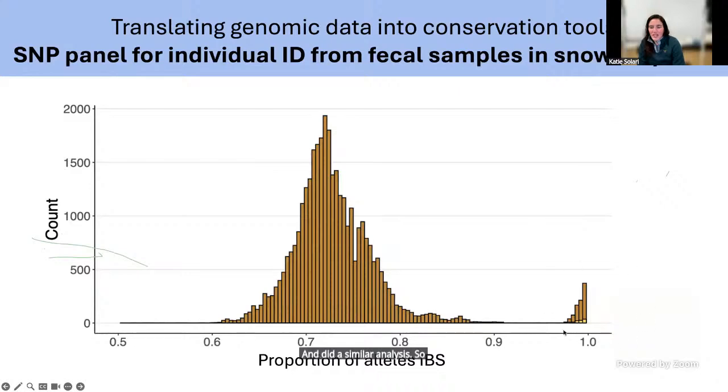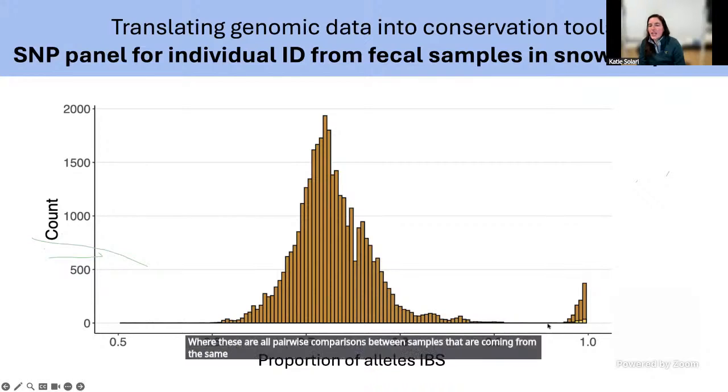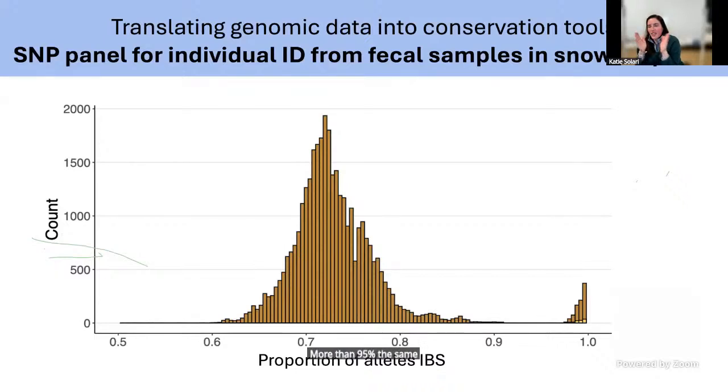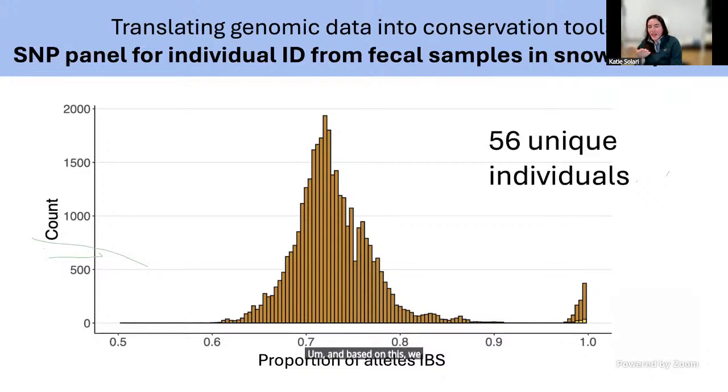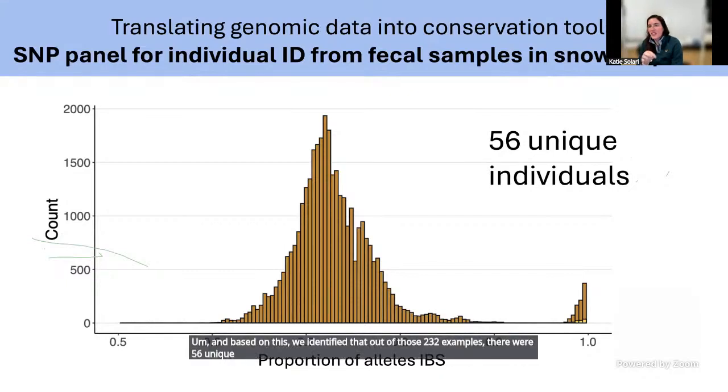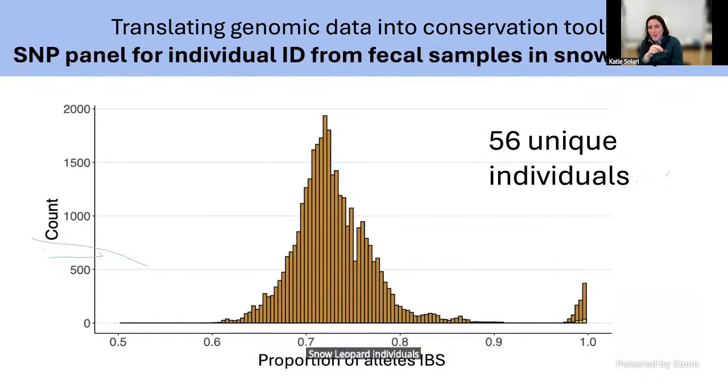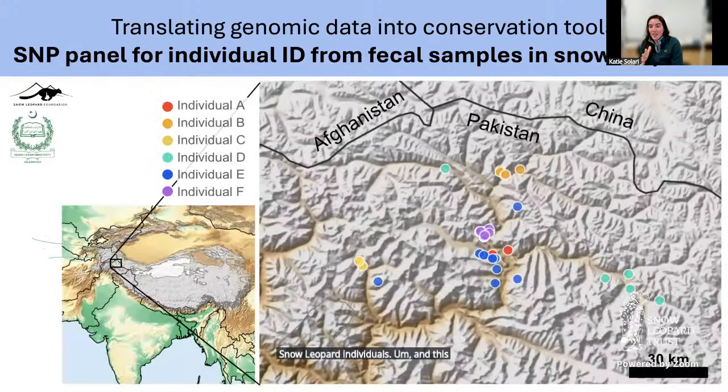So this is similar to the histogram that I showed you for the zoo samples, where these are all pairwise comparisons between samples that are coming from the same individual. So any feces that are more than 95% the same, we are saying those are from the same individual. And based on this, we identified that out of those 232 samples, there were 56 unique snow leopard individuals. And this is what that looks like on the map.